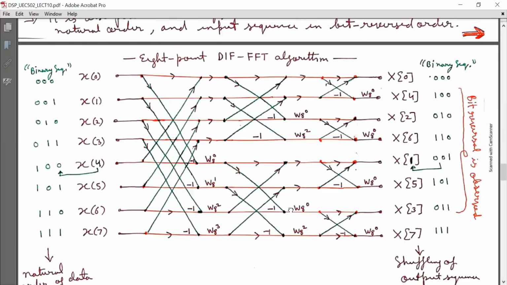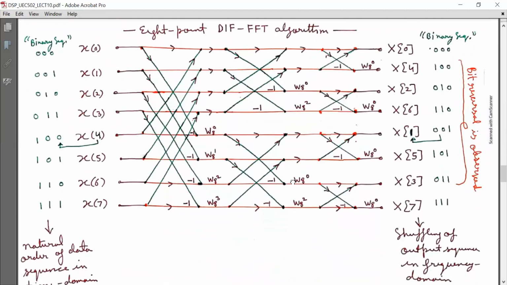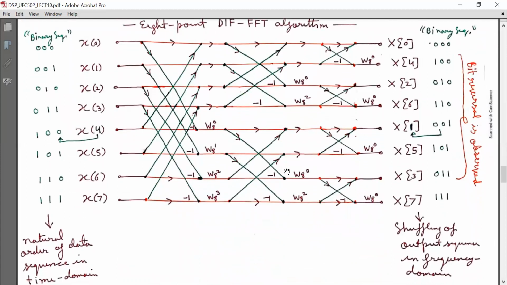This is the signal flow diagram for the 8-point DIF FFT algorithm. Now capital N is equal to 8. Here, the input sequence is arranged in the natural order of the data sequence in the time domain. Here x[n] at n equal to 0 is x0. This n equal to 0 is indicated as the binary sequence 0, 0, 0. n equal to 1 is indicated as 0, 0, 1, and 2 as 0, 1, 0.